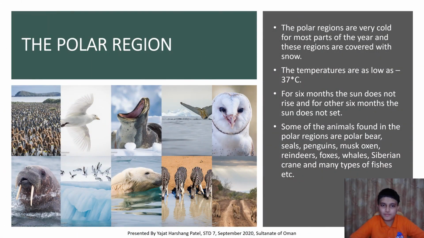Now we'll discuss the polar region. The polar regions are very cold for most parts of the year, and these regions are covered with snow. The temperatures are as low as minus 37 degrees Celsius. For 6 months, the sun does not rise, and for the other 6 months, the sun does not set.